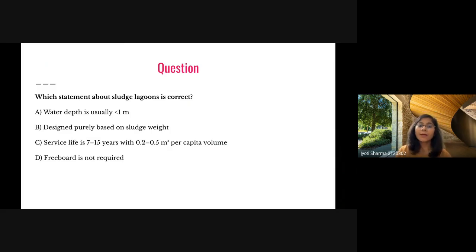Which statement about sludge lagoons is correct? Water depth is usually less than 1 meter, designed purely based on sludge weight. Service life is 7 to 15 years with 0.2 to 0.5 meter cube per capita volume. Freeboard is not required.